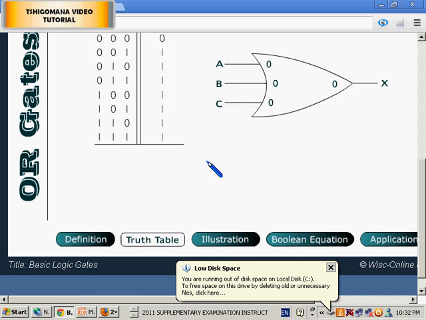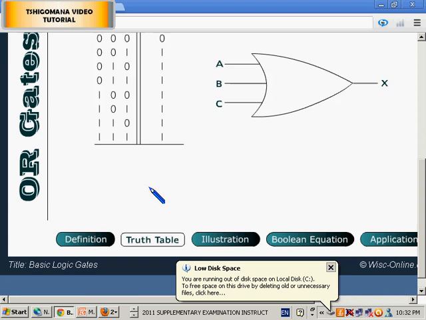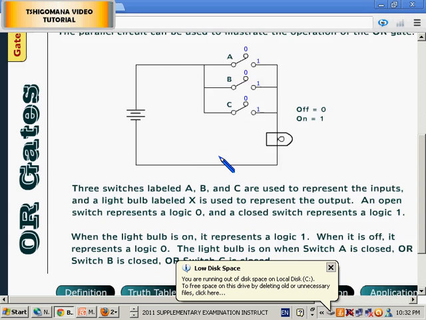Let us look at the truth table. This is the truth table for the OR gate. Can you see? This is low, high, high, high, high. In other words, if one of the inputs is high, if one of the inputs is a 1, know that the output will be high. Right, let us go to the illustration.